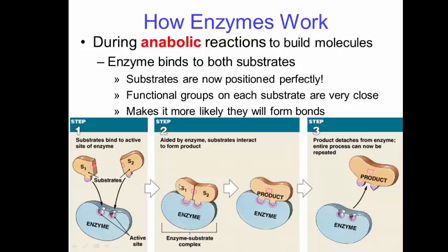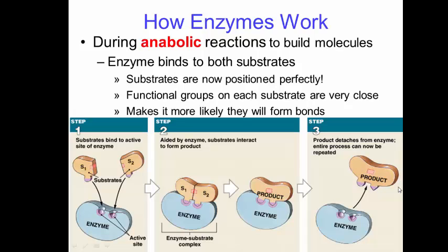But when they come and sit on the enzyme, those little pink areas are next to each other. And those pink areas are going to contain functional groups, so groups that could react with each other, and indeed they do. If they come close enough together, a reaction will occur, forming a bond between substrate 1 and substrate 2, forming a single product that can then be released by the enzyme.